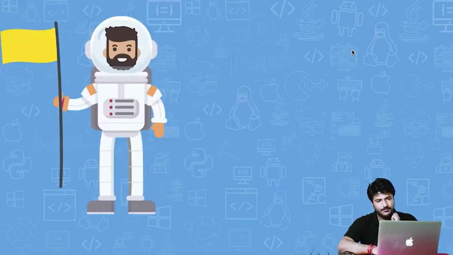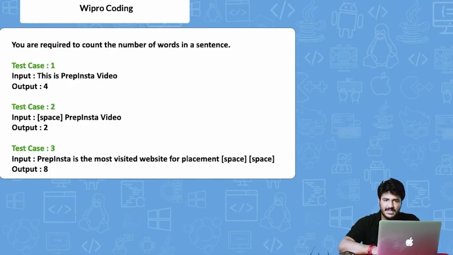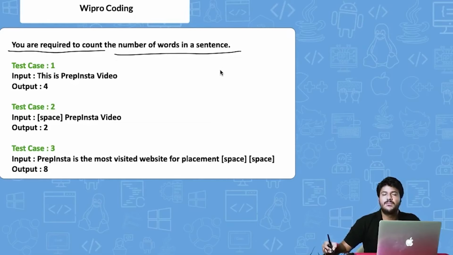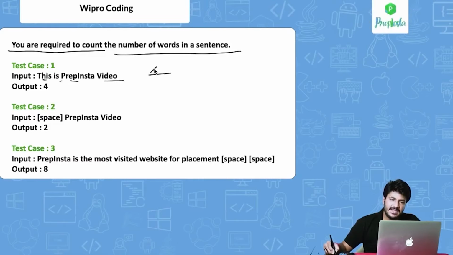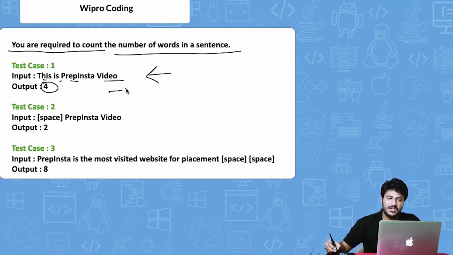So let's go ahead, right? So let's take the first question here. The first question is what I purposely took, because this is one of the most important questions and one of the questions that could be asked in your exam, where you're required to count the number of words in a sentence. So for example, this is Prepinsta video. This you have to take as an input from the compiler, and then finally print 4 as an answer, because obviously there are 4 words: 1, 2, 3, 4. Again, the second one would be test case 2, Prepinsta video, but there is a very specific thing.